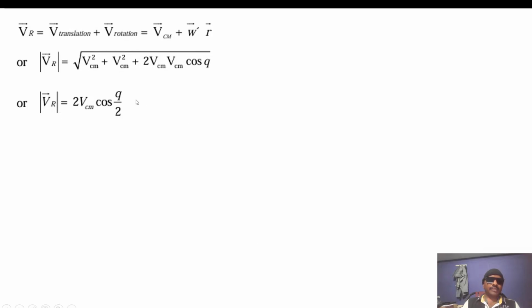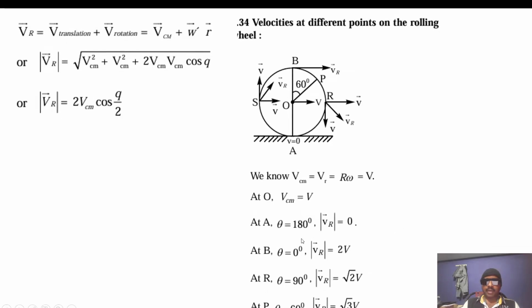Okay, these are the different cases, right? And also here it is the maximum velocity. Three different cases are there. The first case, 0: the angle between the linear velocity and angular velocity is 0, meaning v equals vcm plus v. At 180, the velocity equals 0. At 0, it is 2v, at 90 it is root 2 v. So these are the positions, and this is the maximum at a certain angle like that.